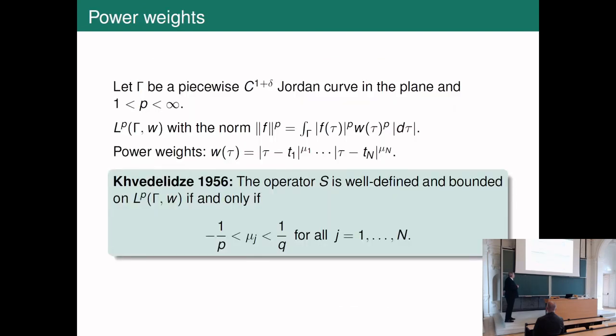So, now one can consider the operator not only in L^p(Γ), but one adds a weight here. The norm is given in this form, that is, we consider weighted L^p spaces. Power weights are weights of this form. We fix n points on the unit circle and n exponents, and then we have such a weight. In 1956, Hunt, Muckenhoupt and Wheeden proved that the operator S is well defined and bounded on such a space if and only if the exponents we have here are between -1/p and 1/q.